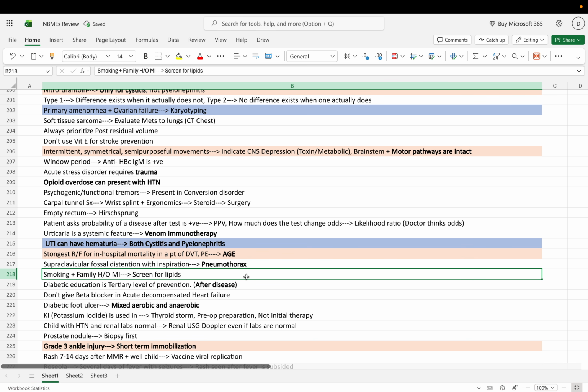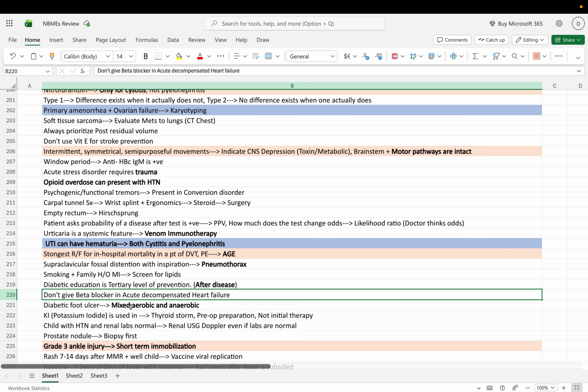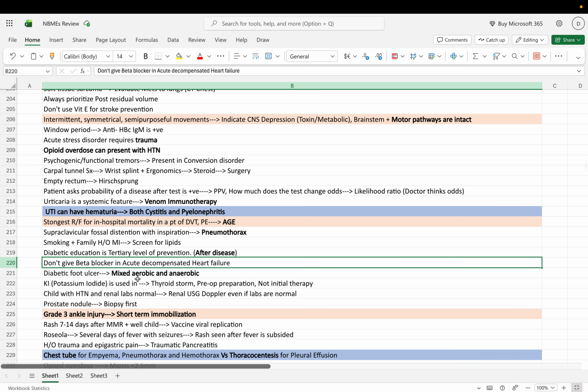If the patient has a history of smoking and family history of MI, screen for lipids. Diabetic education is a tertiary level of prevention because the disease has already occurred, so it has to be tertiary level. Don't give beta blocker in acute decompensated heart failure.